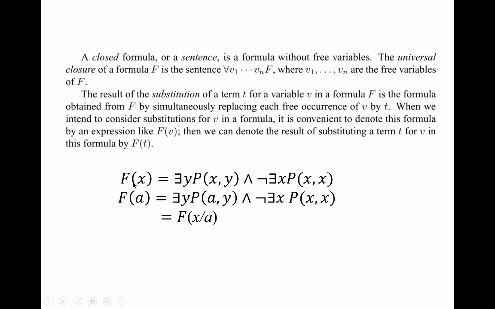Suppose we have this formula that you saw before, which has this free variable x. When you denote this formula by f of x, then we can substitute a for x and write f of a, and this is the formula where the free occurrence of x will be replaced by a. Now, that's why there are three x's here. They are not replaced because they are bound occurrences. Only this occurrence is free.